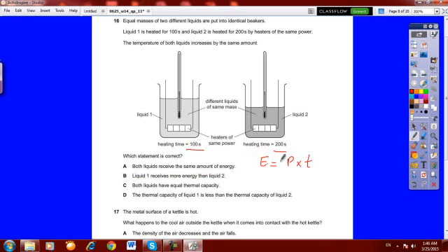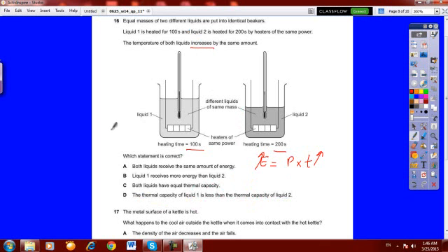Actually, energy is directly proportional to temperature, as we can see. So the one who was heated for a longer time receives more energy. Both have the same thermal capacity? Of course not, because they have the same increase but with different energies. The thermal capacity of liquid 1 is less than the thermal capacity of liquid 2.